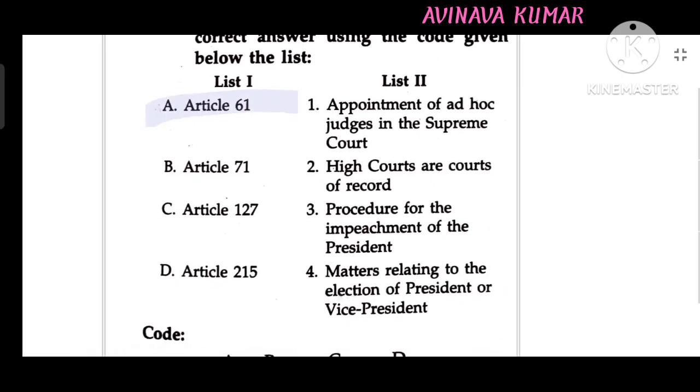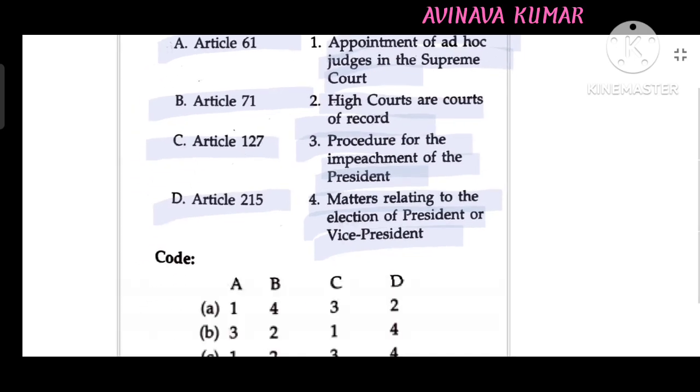Match. Article 61: procedure for impeachment of the President. Article 71: matters relating to the election of President or Vice President. Article 127: appointment of ad hoc judges in the Supreme Court. Article 215: High Court to be a court of record.